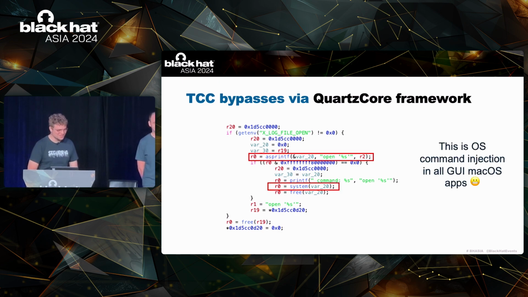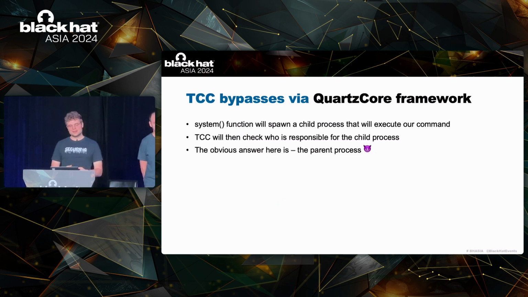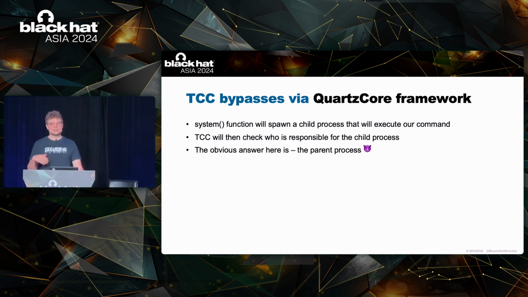Okay, so there is a string concatenation passed to the system command, right? That means we have command injection in all applications on macOS with a graphical user interface. This is really huge, right? So what happens next? The system function will spawn a child process that will execute our command. TCC is based on responsible processes, and because the child is spawned by a parent that is TCC entitled, TCC will also grant the permissions of the main app to the application we executed.